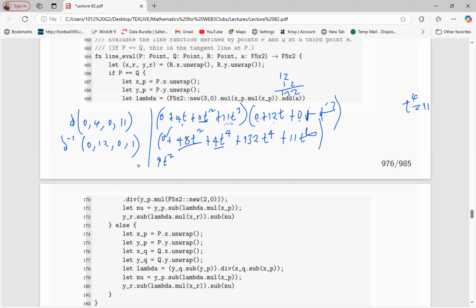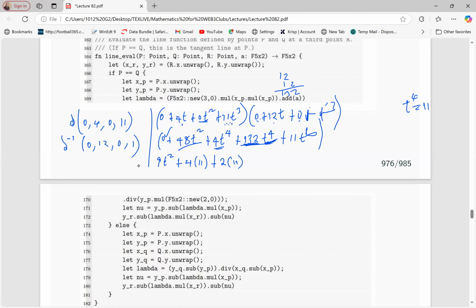What about this? This is the same as 4 times 11, because t raised to 4 is 11. What about this 132? 132 divided by 13 goes there 10 times, so the remainder is 2. This is 2. But now this one is 11, because t raised to 4 is 11. But this one is 2 mod 13. This is 11.